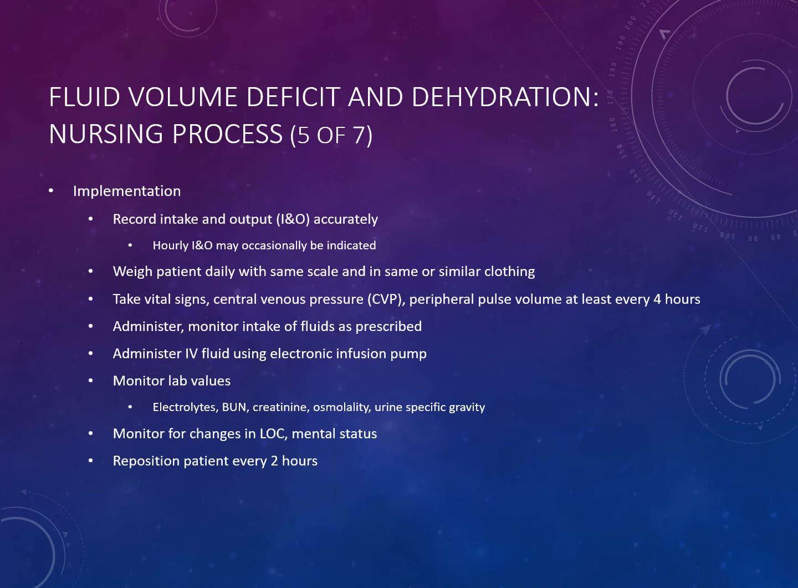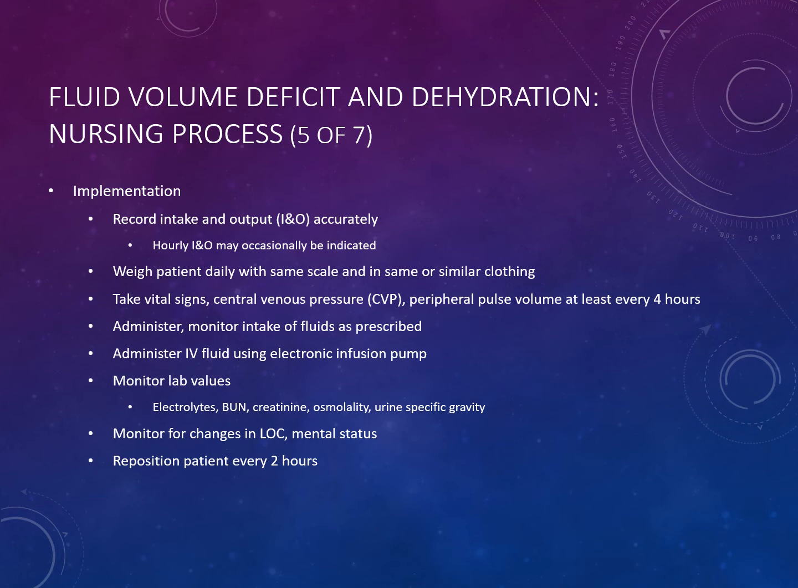Your implementation, this is on page 385, and you have a very detailed list here. Record the I and O. I can't stress that enough. I actually saw in clinical just recently where a nurse didn't feel the need to document an output on a patient, and we need this data. Hourly I and O may occasionally be indicated. Weigh the patient daily with the same scale and in the same or similar clothing, and they need to empty their bladder before you weigh them.